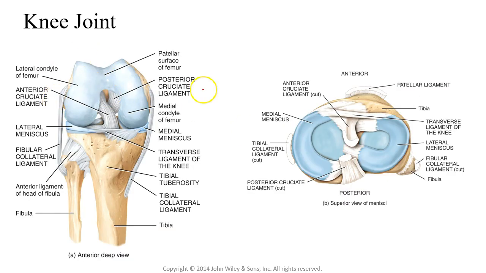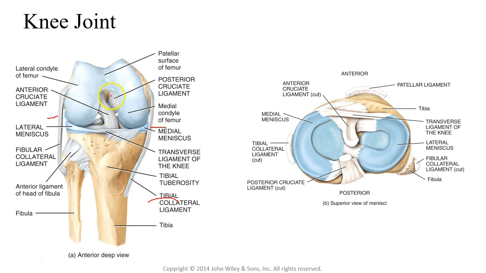Okay, at the knee, we have quite a few ligaments to look at. To start off, we have collateral ligaments, fibular or lateral collateral ligament, and then a tibial collateral ligament, or the medial collateral ligament. Okay, so these are for lateral stabilization of the knee.